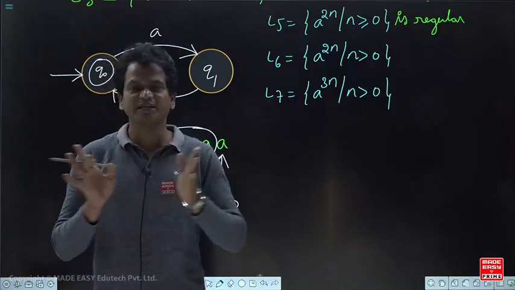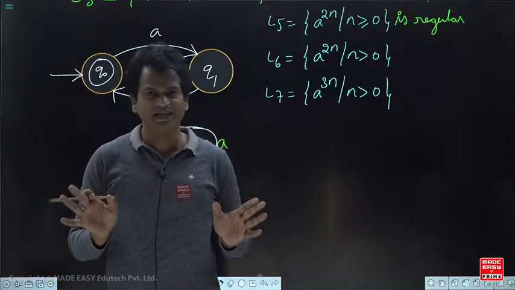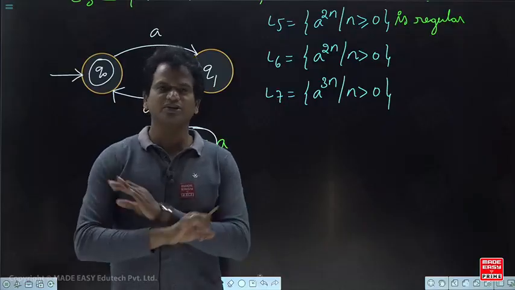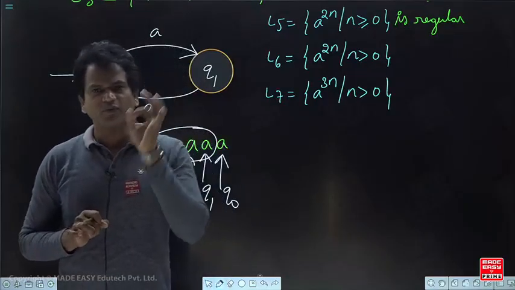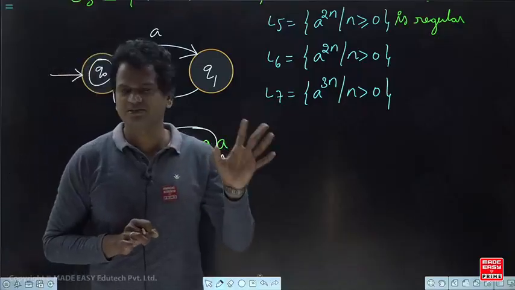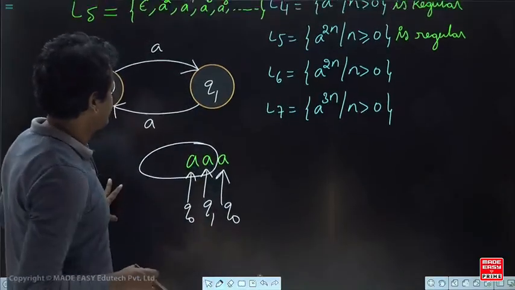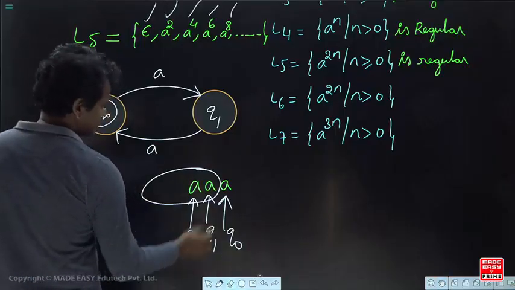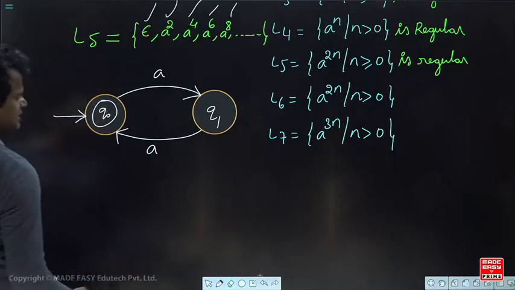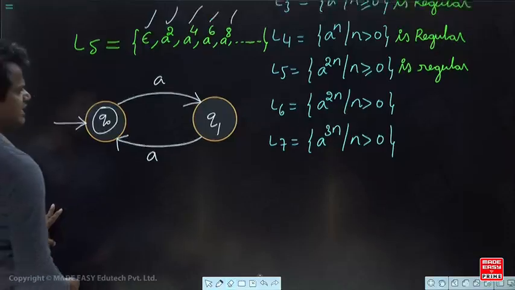Memory could be any amount, even infinite memory. The finite automata don't have infinite memory. It will have finite memory. What is finite memory? You will understand in future. Okay, so guys, that's it. So L5 is the set of even number of a's. We can construct a finite automata. Therefore L5 is regular. Okay, have you copied?